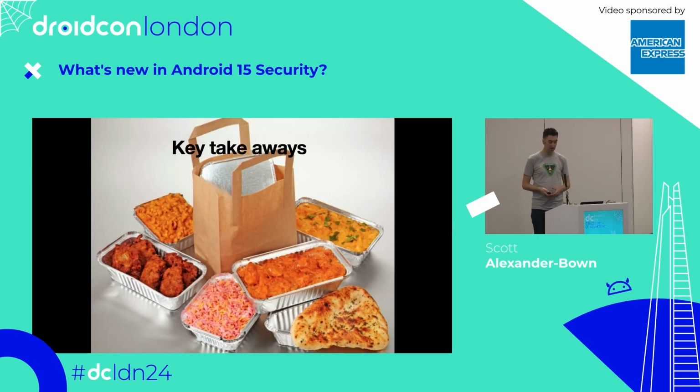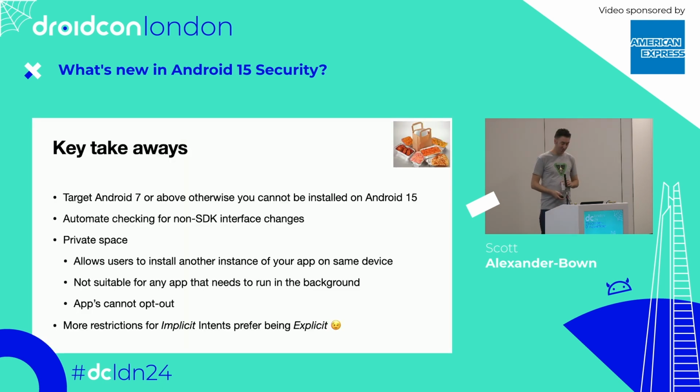So I think that's pretty much almost done. The key takeaways for today: if you're targeting Android 15, you're going to need to target Android 7 or above, otherwise you can't be installed. This is great for stopping those old apps that have been circumventing all these new restrictions, spyware-type things. So you will need to do that, otherwise you won't be installable on Android 15.